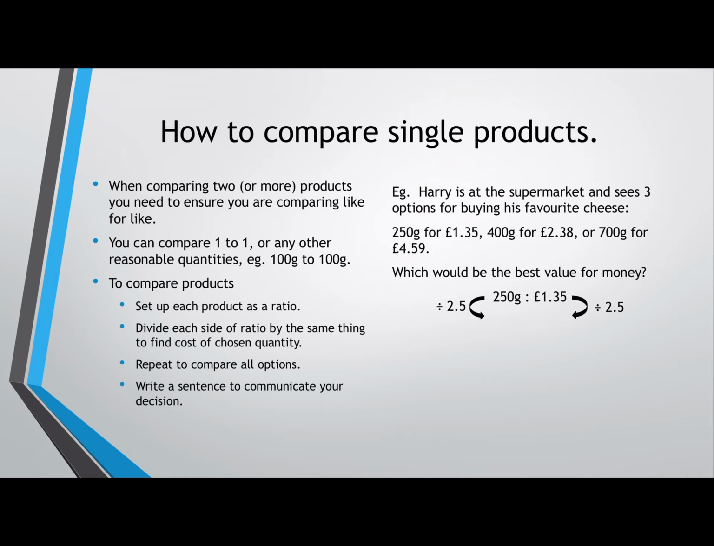So when we divide both sides by 2.5, I'm getting that 100 grams would cost 54 pence. So now we need to keep doing this for each of the 3 cheese quantities. So we've got the first one, so we know that for 250 grams, being £1.35, each 100 grams would cost 54p. So if we keep going, 400 grams is £2.18.